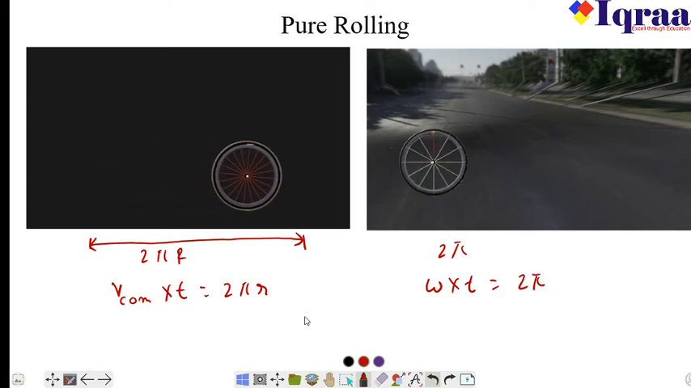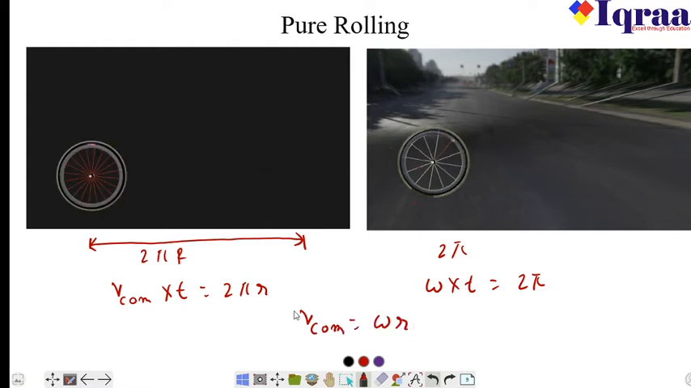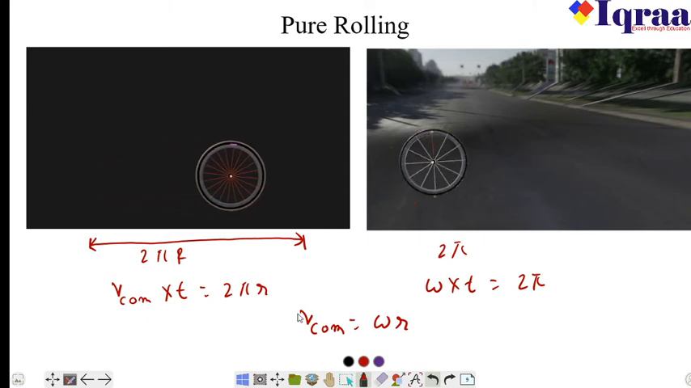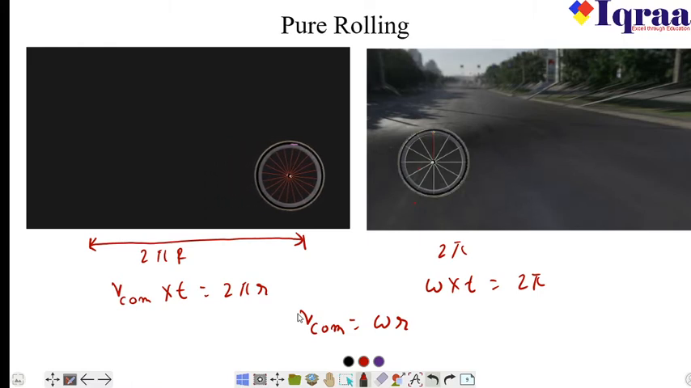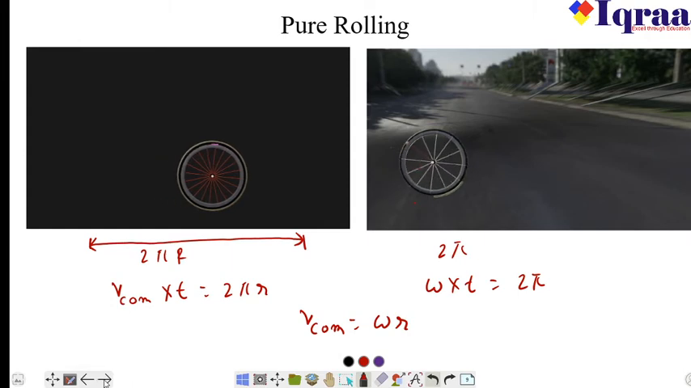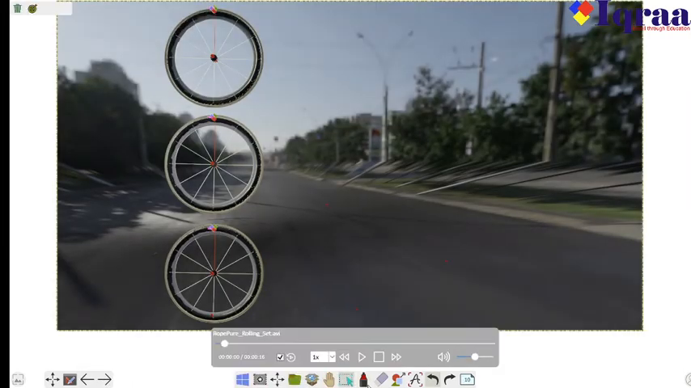Eliminating t, what we get is v center of mass is equal to omega r. This is the condition for the pure rolling motion. So when the wheel translates a distance of 2 pi r, the wheel also rotates by a complete angle of 2 pi, such that the thread completely unwinds from the circumference of the wheel. This is what we can see in this animation.